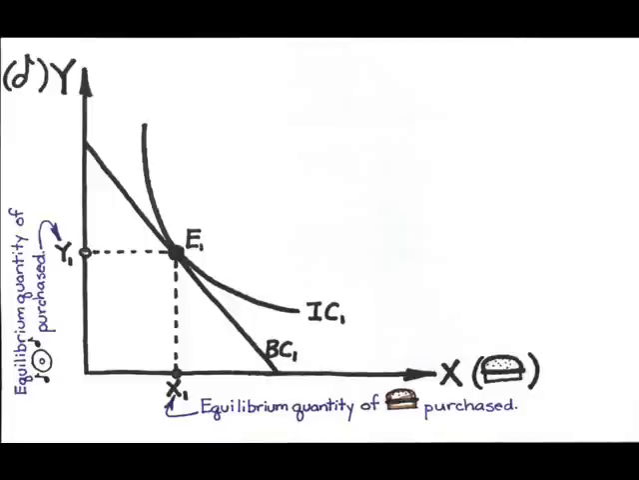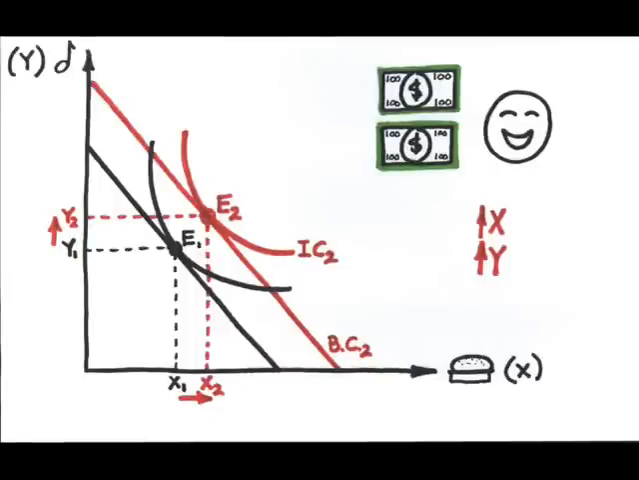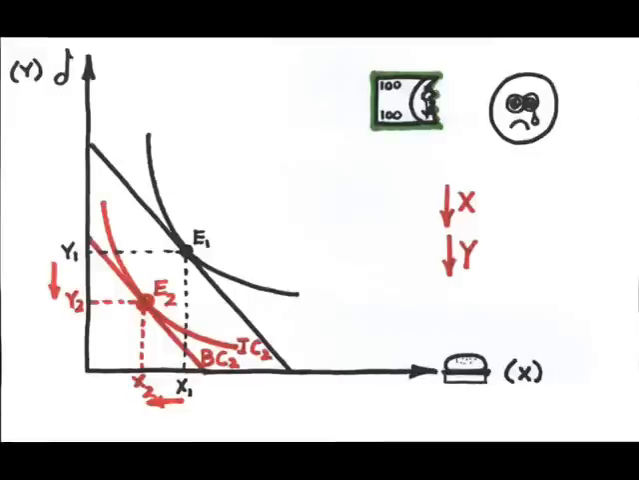Scenario 1, you get a raise. What's the result? This consumer chooses to buy more of both products X and Y, or food and music, yielding higher utility. Scenario 2, you lose your job. What's the result? With less income, the consumer is forced to consume less of both products and is now at a lower level of utility.